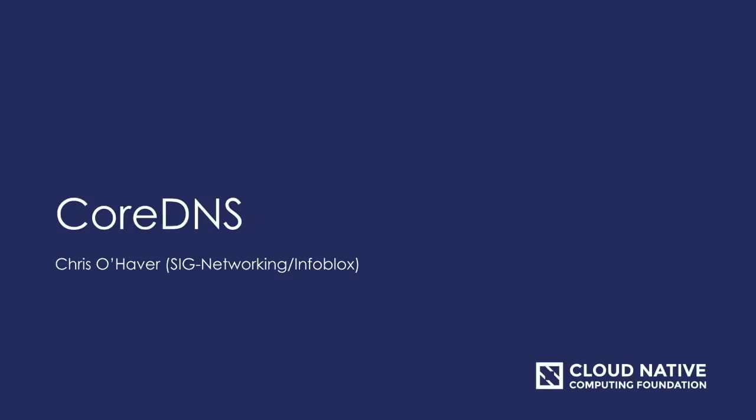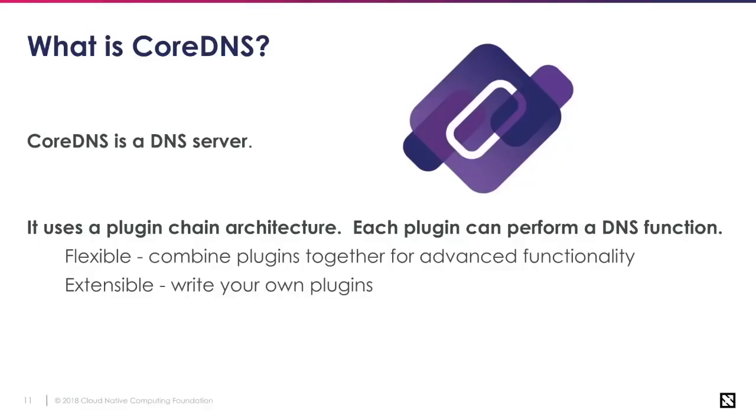Hello, everyone. Let's go to the first slide. So first, what is CoreDNS? Well, CoreDNS is a standalone DNS server. It's a CNCF incubation project. It uses a plugin chain architecture, meaning that DNS requests come in and pass through a series of plugins, and each plugin performs a function on that request. It's flexible. You can combine plugins together for advanced functionality, and it's extensible. It provides a framework for writing your own plugins if the existing plugins don't do what you need. Next slide.